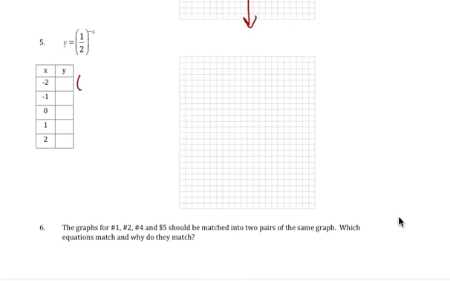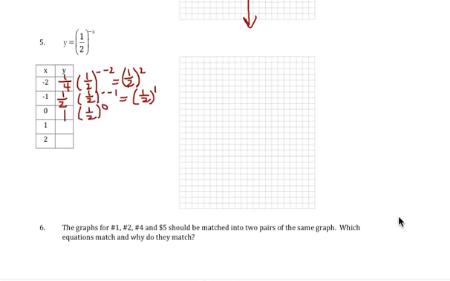All right, so this one is 1/2 to the negative x. So instead of 2 to the negative x, now we're going to do 1/2 to the negative x. So 1/2 to the negative 2 is 1/2 to the second power, which is 1/4. The next one is 1/2 to the opposite of negative 1, which is 1/2 to the first power, which is 1/2. Then 1/2 to the 0 is 1.